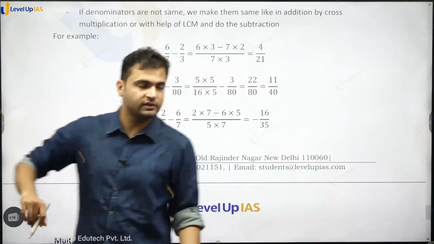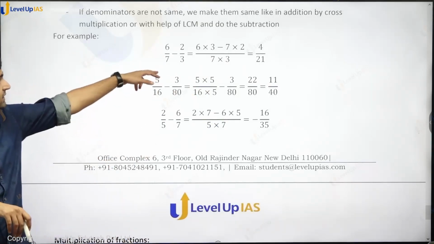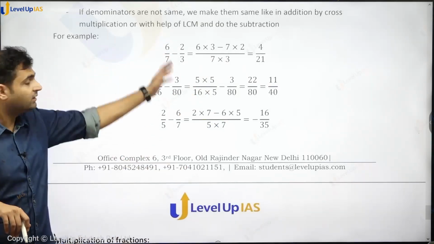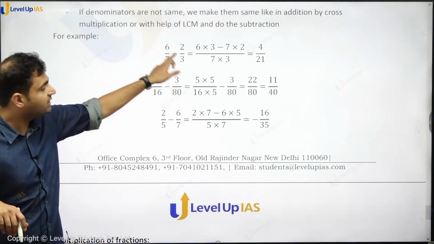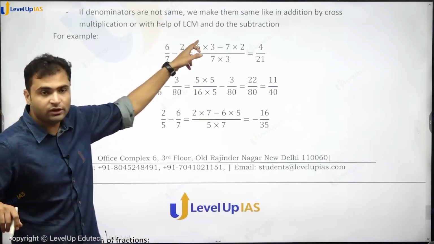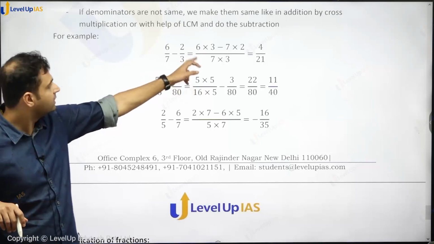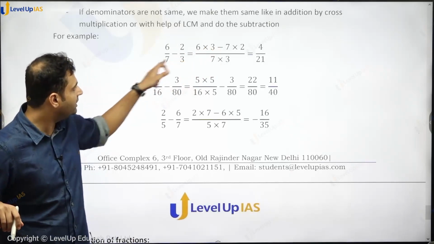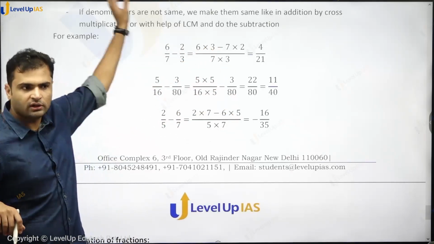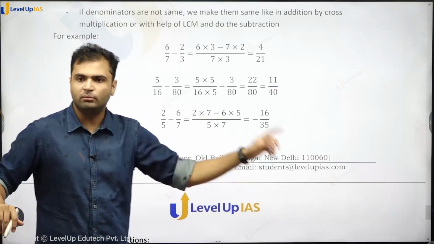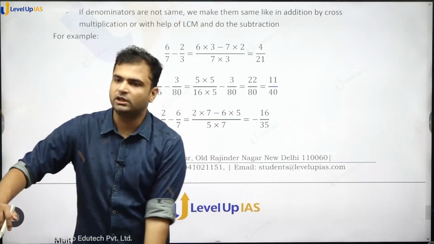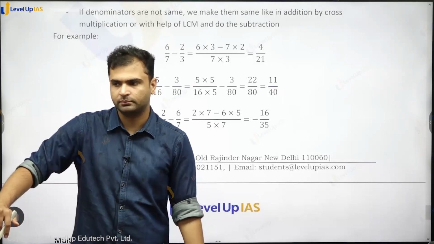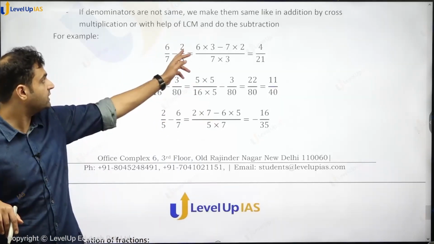Let us see these 3 examples. Solve करो तुम भी. 6 by 7 minus 2 by 3, जैसे addition में किया था वैसे ही करना है. 6 into 3 18 minus 7 into 2 14, 6 into 3 minus 7 into 2 divided by 7 into 3. Same process, numerator 1 into denominator 2 minus numerator 2 into denominator 1 divided by multiplication of both the denominators. Exactly same है process.